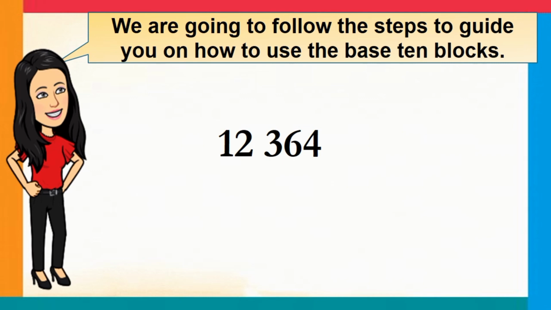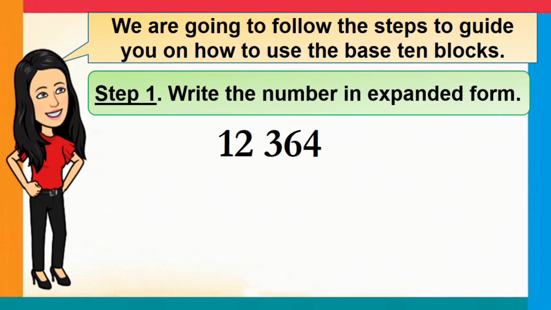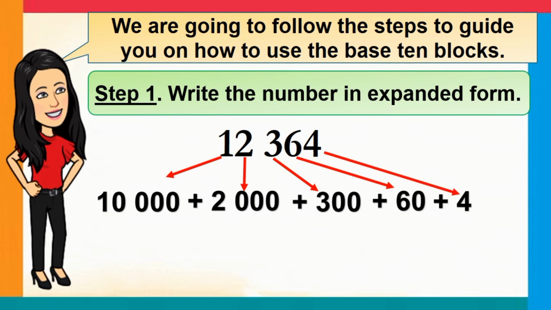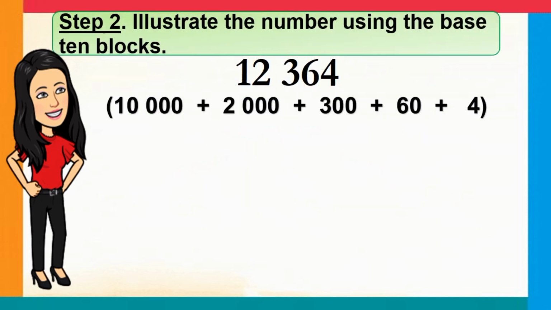12,364. We are going to follow the steps to guide you on how to use the base 10 blocks. Step 1. Write 12,364 in expanded form. The expanded form of 12,364 is 10,000 plus 2,000 plus 300 plus 60 plus 4. Step 2. Illustrate the number using the base 10 blocks.